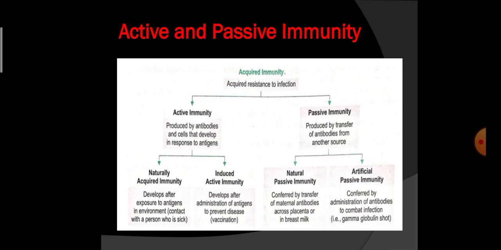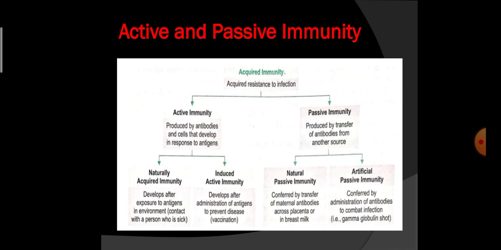Okay. So now we'll see the different two types of acquired immunity. We had seen the components till now, yes, humoral and cell mediated. These are the types of immune system or acquired immunity. One is active immunity and passive immunity. In that also there are two: naturally acquired and induced active immunity, and natural passive immunity and artificial passive immunity. Okay. So what is active immunity?